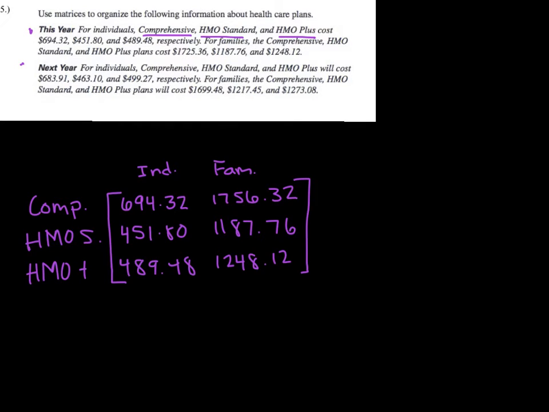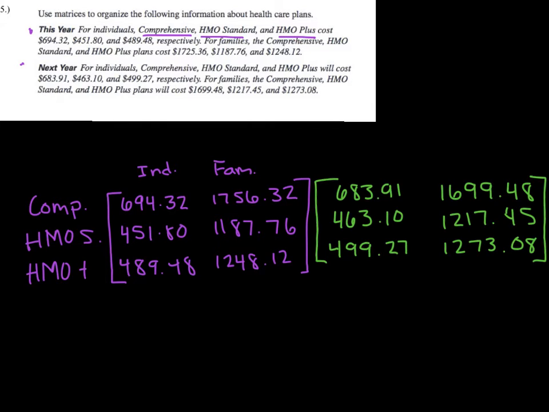So now that I've filled out the first year, that's this year, I'm going to do the same exact thing for the second year. So I'm still going to keep the same order of everything. I'm going to have the first row be comprehensive, the second row be HMO standard plan, and the third row be the HMO plus plan. My columns will be individual and family. It's just that I'm going to now input the values for the next year. Okay, so there you can see both matrices, we've filled them out.